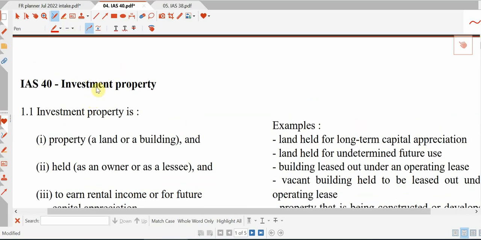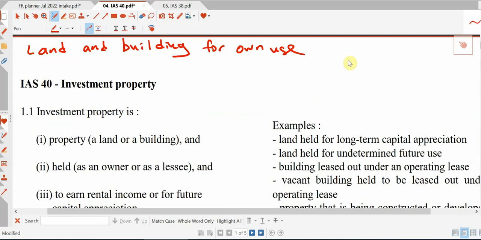If we have land and building for own use, so own use could be your office, could be your factory, own use, that one is PPE. Land and building for investment income.